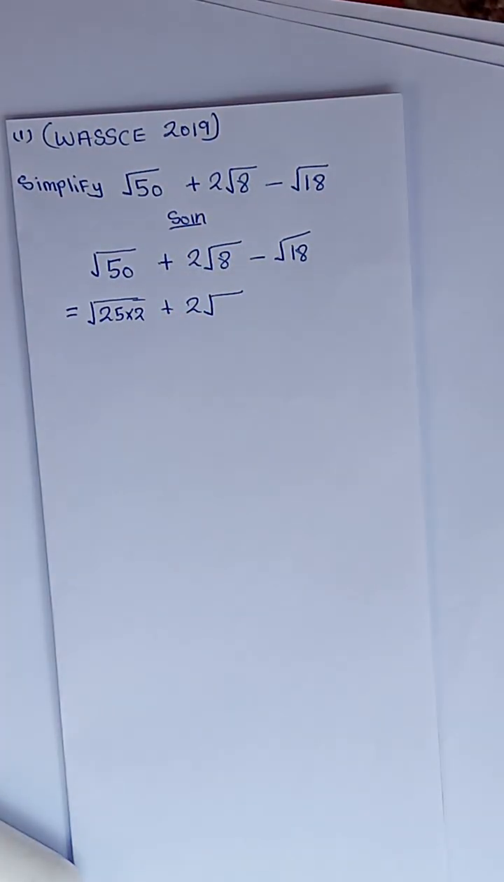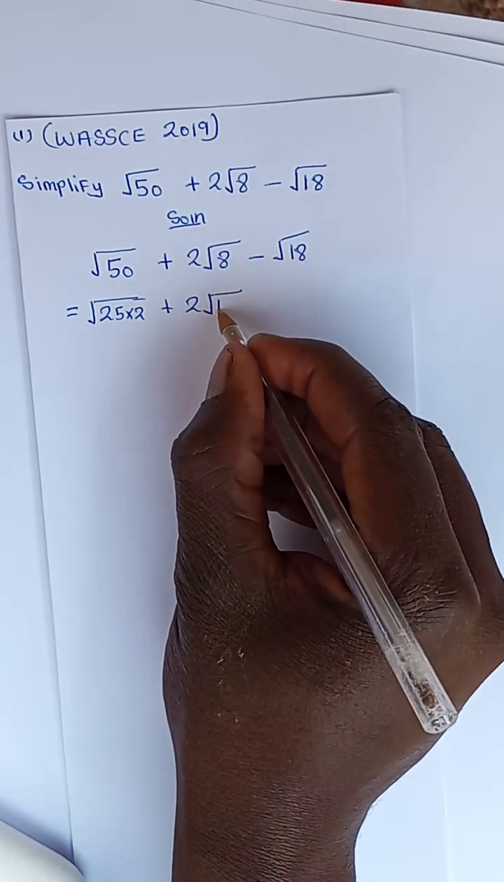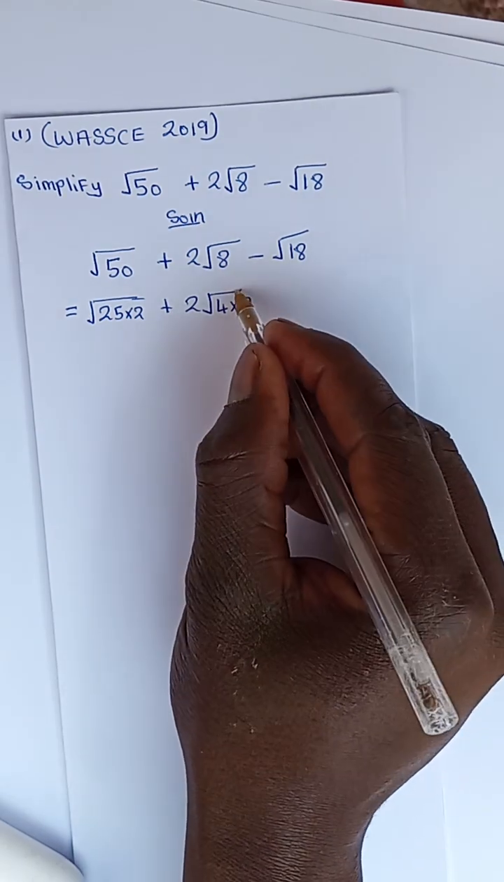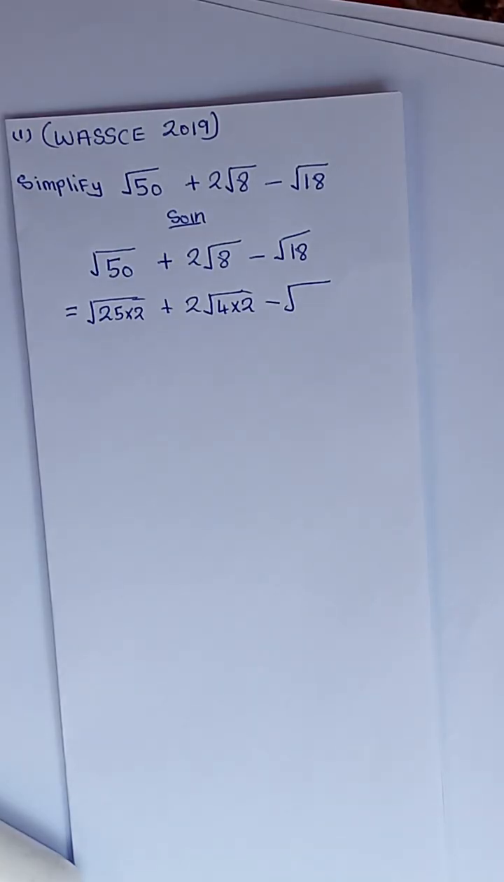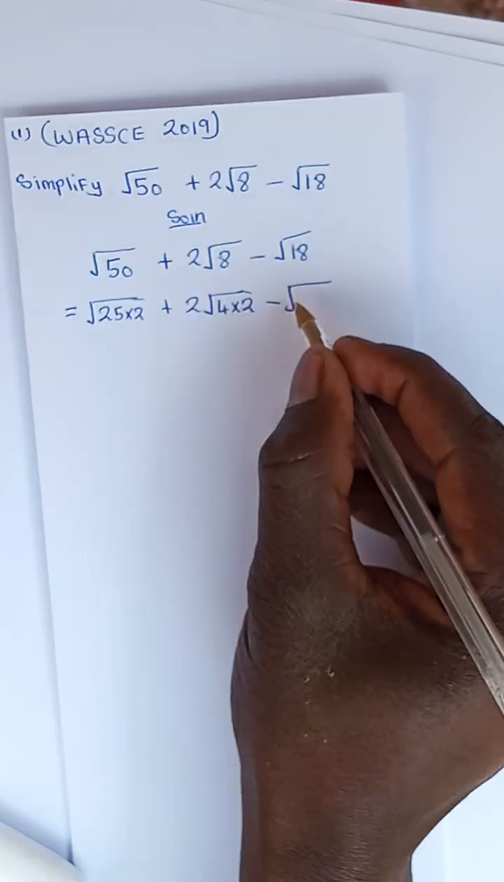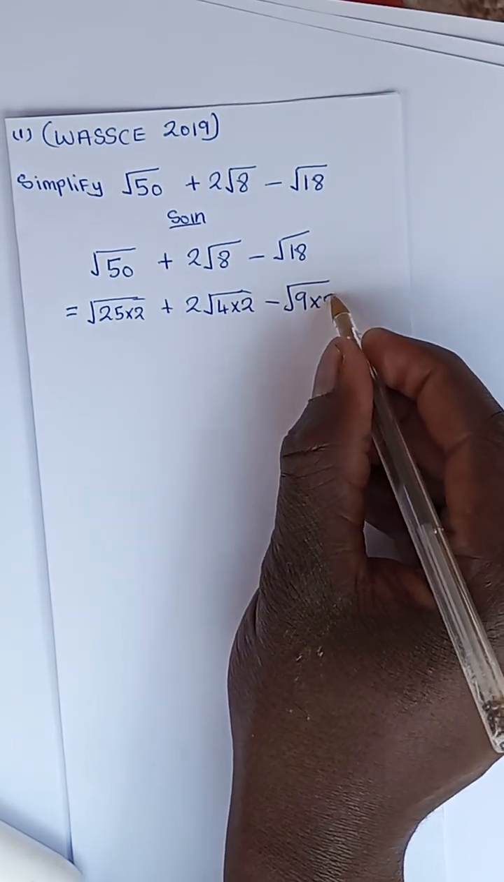Again, we take 8. With 8, we take first the least number. 2 can enter into 8 how many times? 4 times. Meaning 4 is rational and 2 is what? Irrational. Meaning we say 4 times root 2 minus. We take again what? 18. 18 divided by 2, you are going to have what? 9. Meaning 2 and 9, the 2 is irrational and the 9 is what? Rational. We say 9 times root 2.